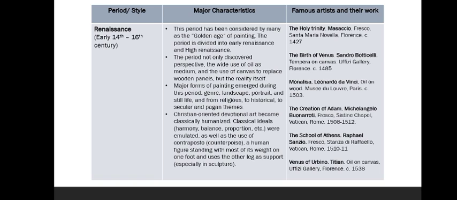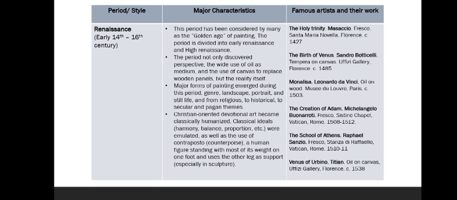This took place during the early 14th to 16th century. The major characteristics of this period are: this period has been considered by many as the golden age of painting. The period is divided into early Renaissance and high Renaissance. During the early Renaissance, theories on art were developed, new advancements in painting and architecture were made, and the style was defined. The high Renaissance denotes a period that is seen as the culmination of the Renaissance period.